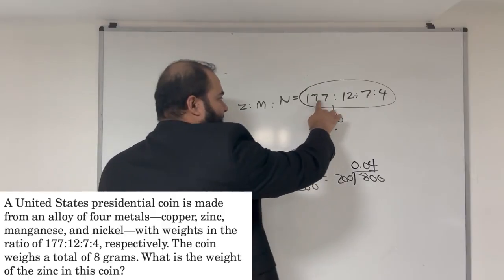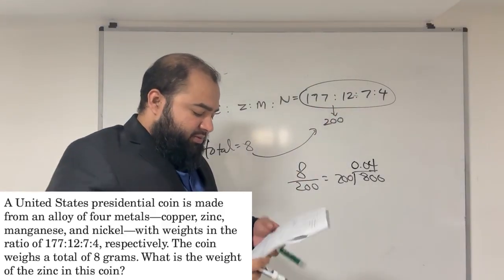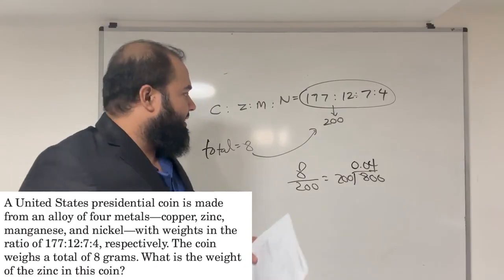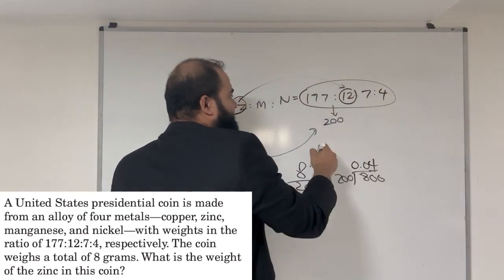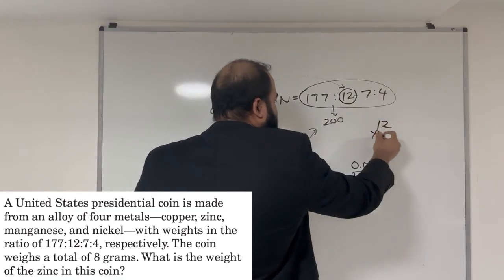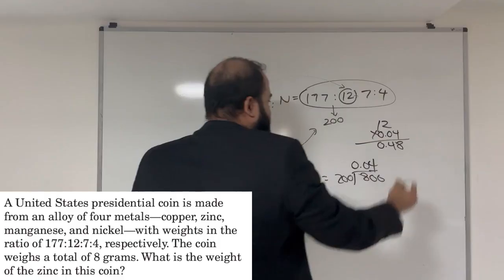So you have to multiply each and every number by 0.04, but we're not going to do that because it said what is the weight of zinc? And zinc is the second one. So I'm going to multiply only the 12 by 0.04, and that's 0.48. Let's look at the next question.